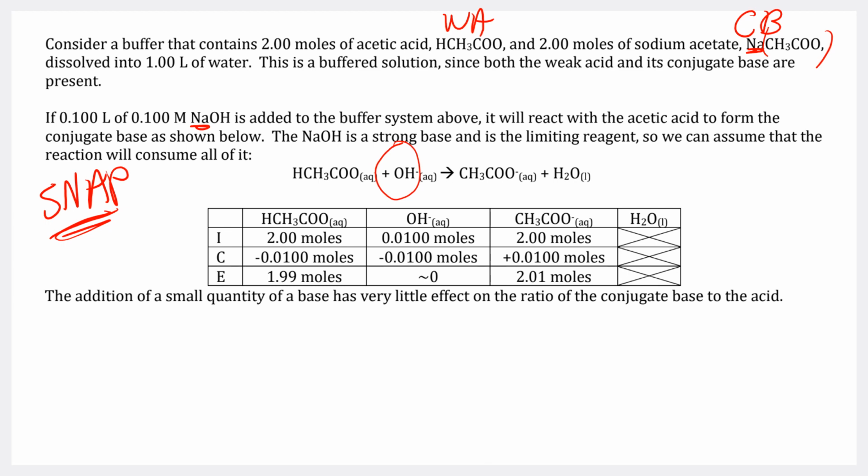So from there we can determine what are now my ratios of my conjugate base and my weak acid, which is seen right here in the equilibrium part of this ICE chart. By adding some base, there's very little effect on the ratio. It stays around the same. That's the general idea we're going to get from this slide. Logically, it makes sense.